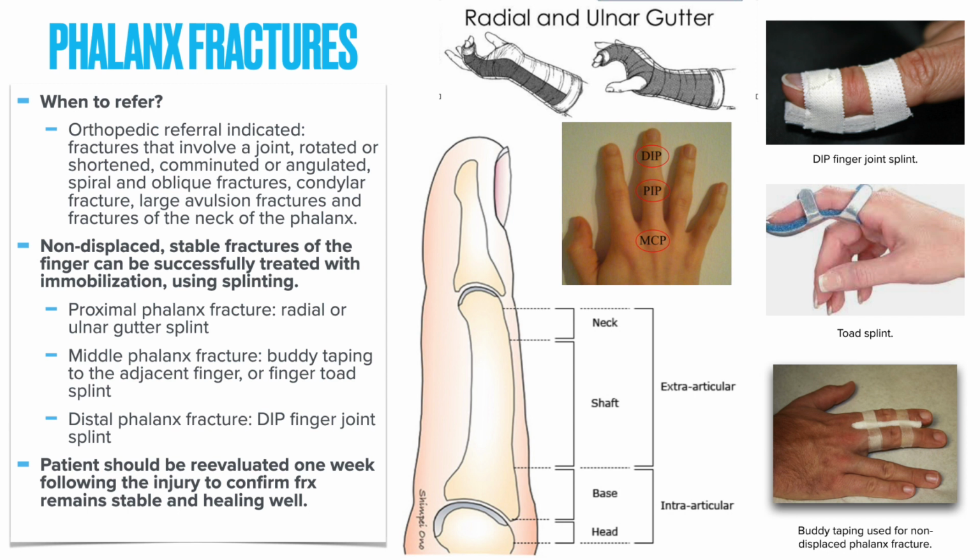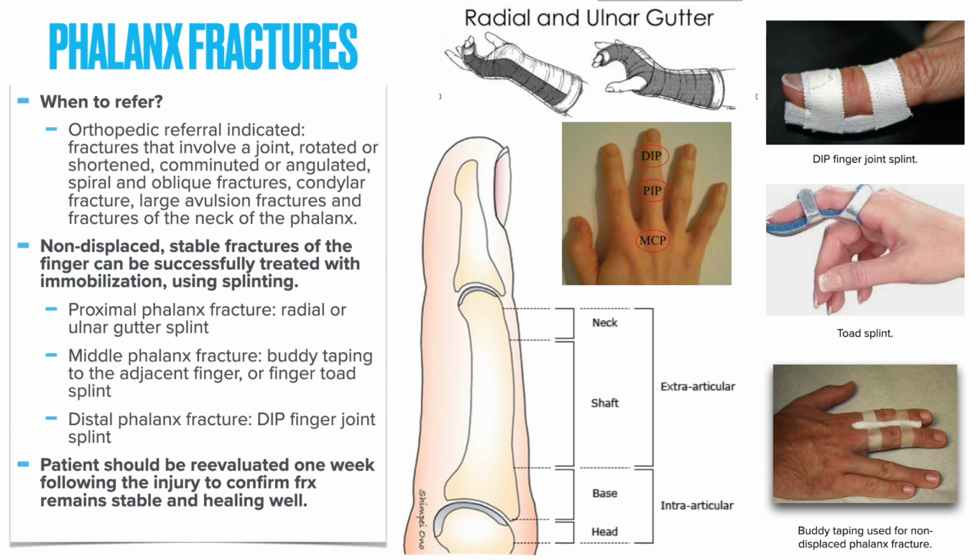It's in the following circumstances: fractures that involve a joint, rotated or shortened phalanx fractures, comminuted or angulated fractures, spiral and oblique fractures, condylar fractures, large avulsion fractures, and finally fractures of the neck of the phalanx. So really, that's a lot, and it'll take a little getting used to. I think always, again, err on the side of caution. If you're not sure, you should refer them to an orthopedic specialist.